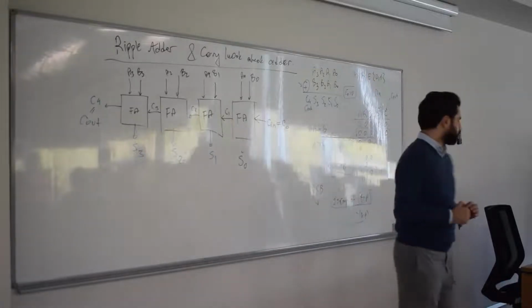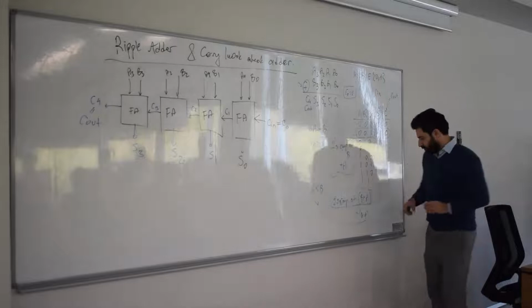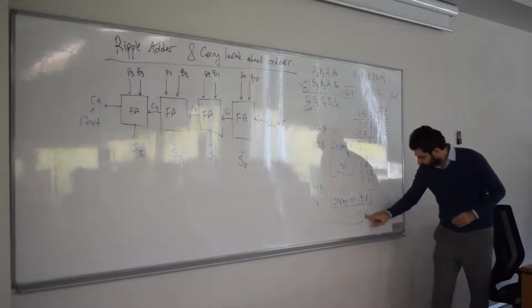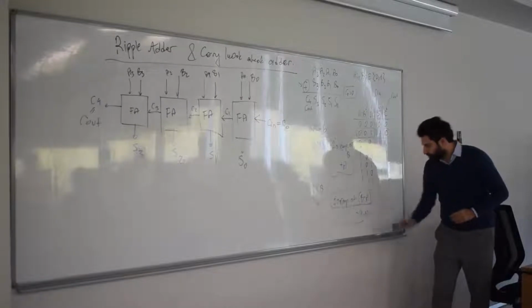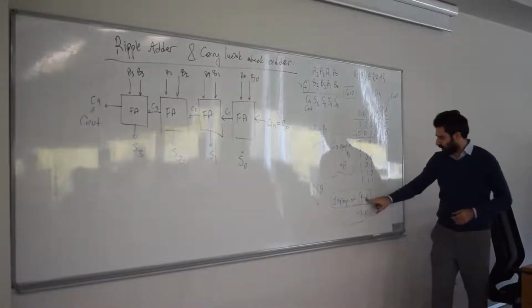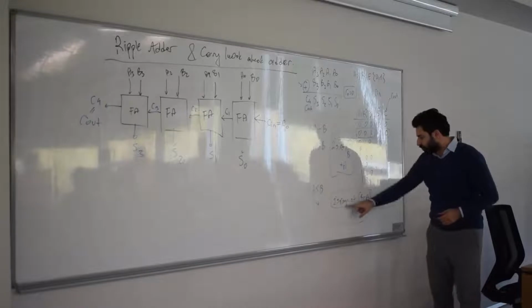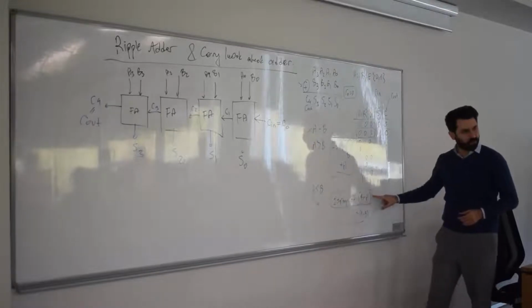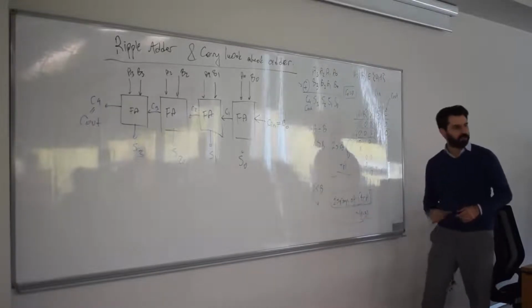Okay, go ahead. Should be minus A minus B. Oops. Correct. This should be A minus B, right? No, this is 2's complement of B minus A, because this is a positive number, and this is negative A minus B. Correct. Thank you.